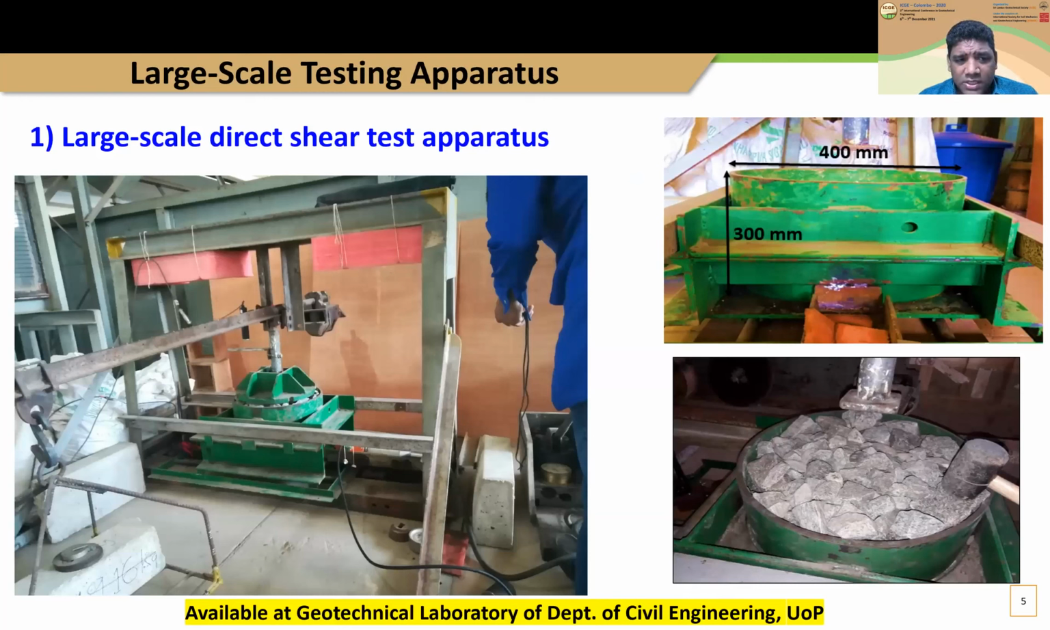The first apparatus is the large-scale direct shear test apparatus available at the Department of Civil Engineering, University of Peradeniya. We custom made this one considering the particle size, in order to avoid the boundary effect. The size of this apparatus was chosen as 400 millimeter diameter and 300 millimeter high, so it can test ballast-like large-size material without reducing the sizes.